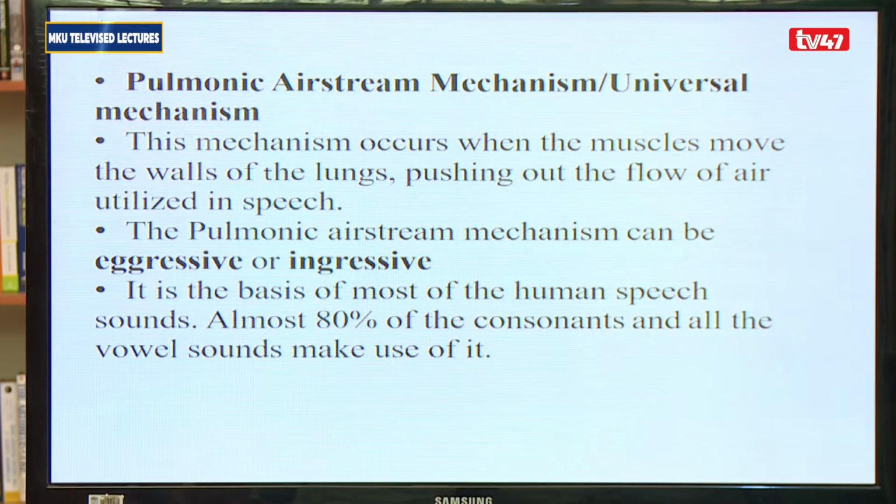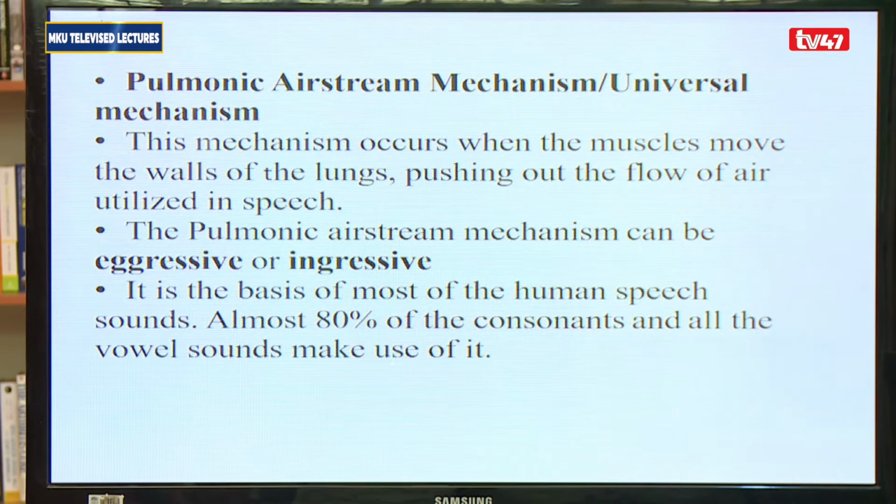Now, this mechanism occurs when the muscles move the walls of the lungs, pushing out the flow of air that is utilized in speech. So we have air, we have muscles that are involved. When the muscles move the walls of the lungs, then we have air being pushed out. Now, pulmonic airstream mechanisms can be divided into 2.